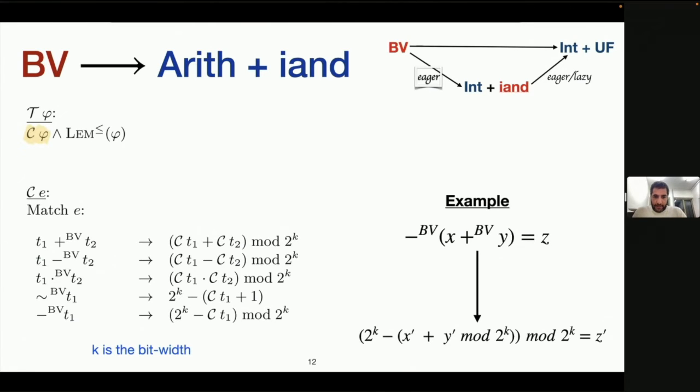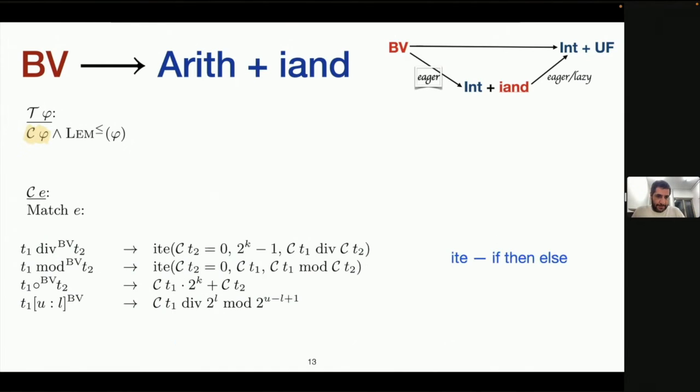Several other operators are done similarly to addition. We just need to do it modulo 2 to the power of k, where k is the bit width, and for negation, there is one case where we don't need to do this. But basically, it is the same as the example I showed before with the addition. And in case, for example, x and y are not variables, then they are converted recursively before applying this transformation.